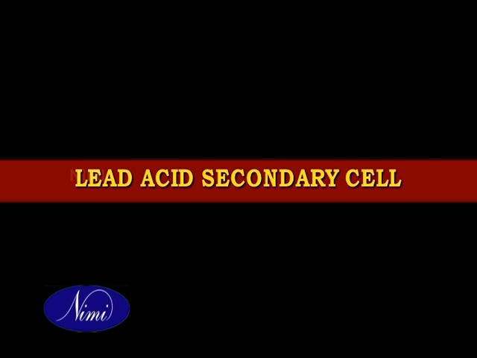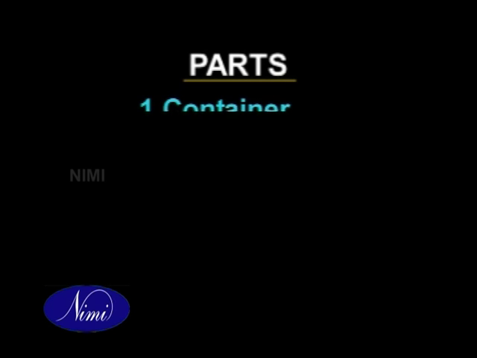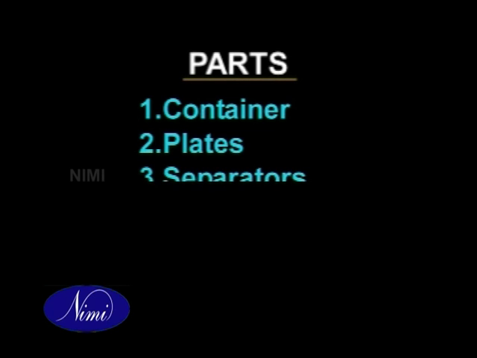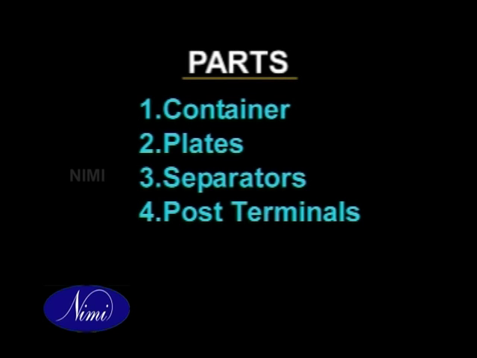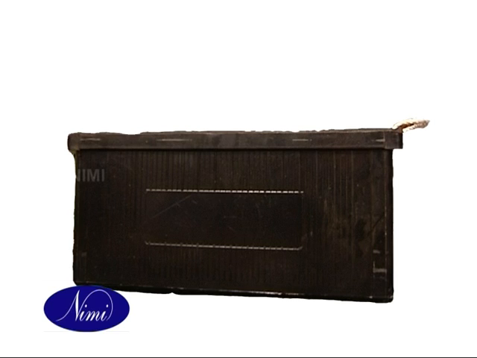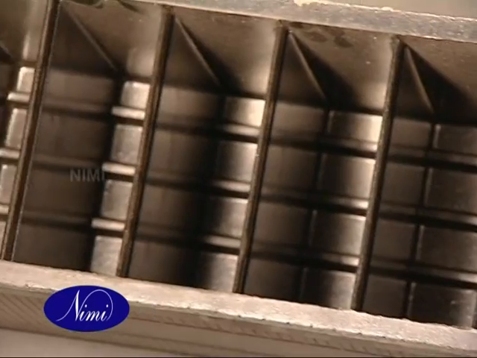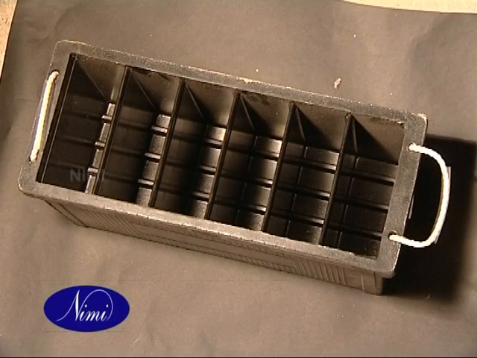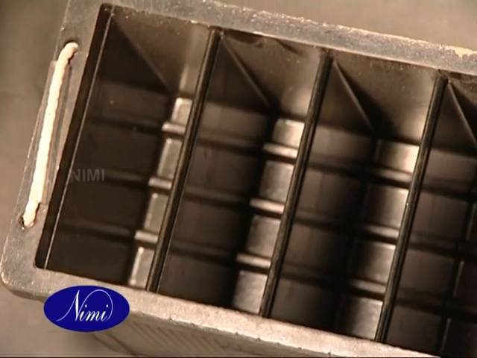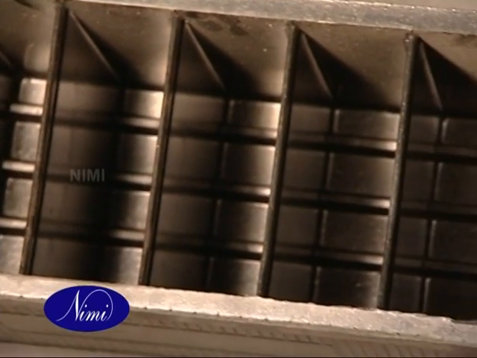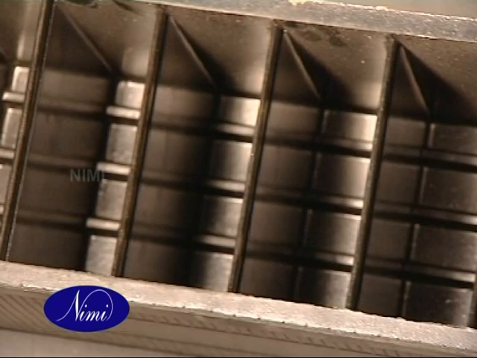Lead acid secondary cell and its parts. The important parts are container, plates, separators, post terminals, and electrolyte. Container. The container is made of hard rubber, glass or celluloid to accommodate the active plates, separators and the electrolyte. The plates rest on ridges provided at the bottom of the container, known as the sediment chamber.